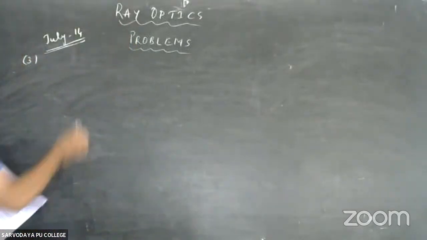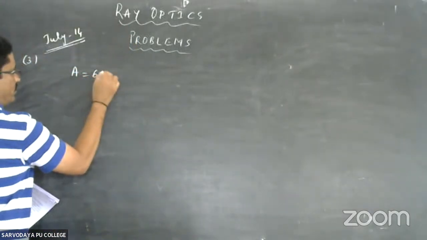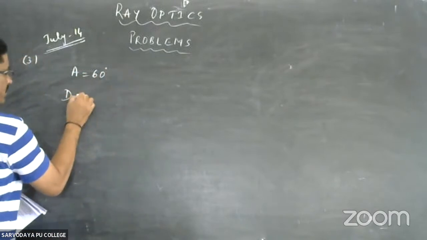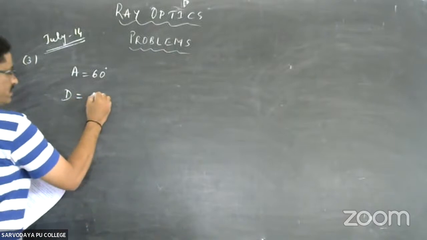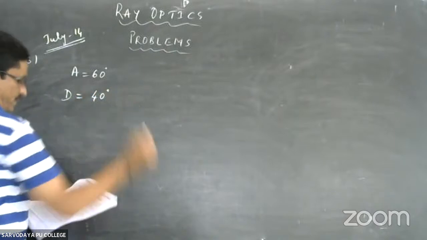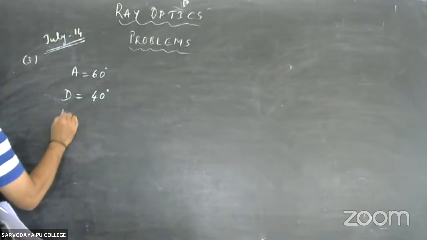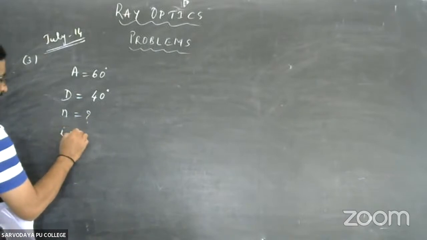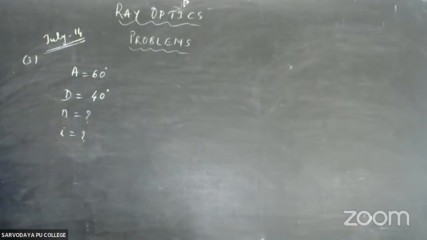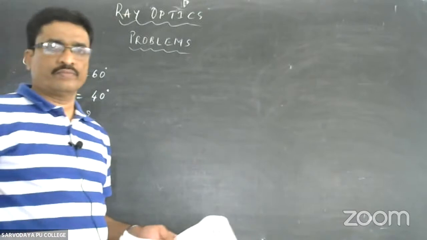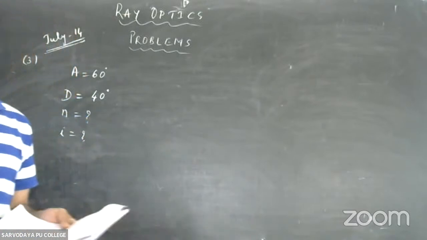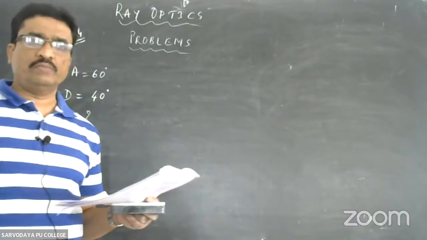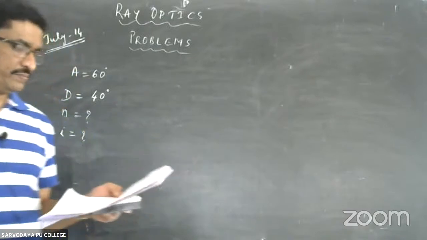The angle of the prism is 60 degree. Let us note down the data. A is equal to 60 degree. The angle of minimum deviation, as I already mentioned, is capital D, which has been given as 40 degree. First we have been asked to calculate n, the refractive index, and then the angle of incidence corresponding to minimum deviation. That you must understand. The prism is in minimum deviation position, and the angle of incidence when the ray is passing symmetrically has been asked to calculate.